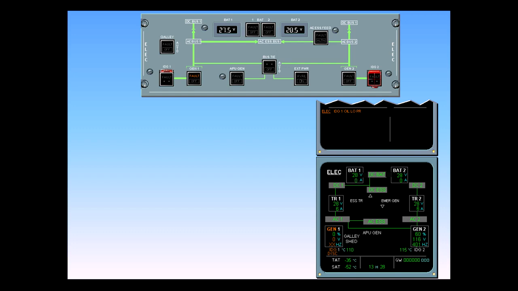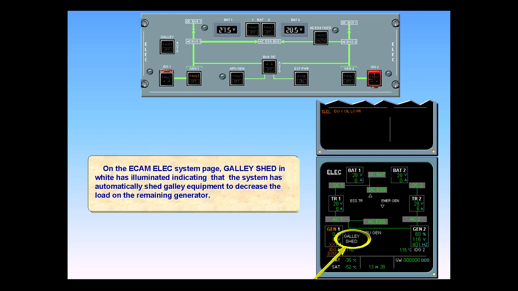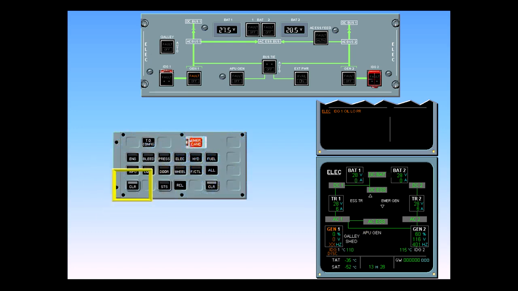On the ECAM electric system page, galley shed in white has illuminated, indicating that the system has automatically shed galley equipment to decrease the load on the remaining generator. After review and confirmation, clear ECAM.